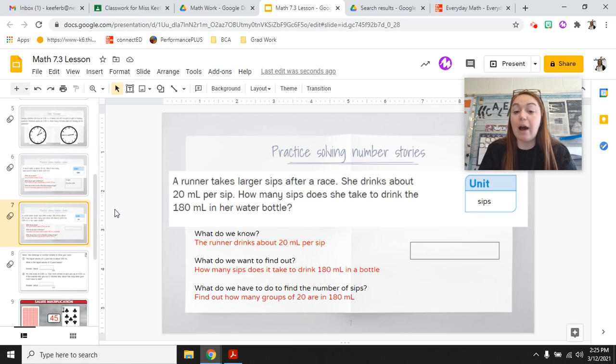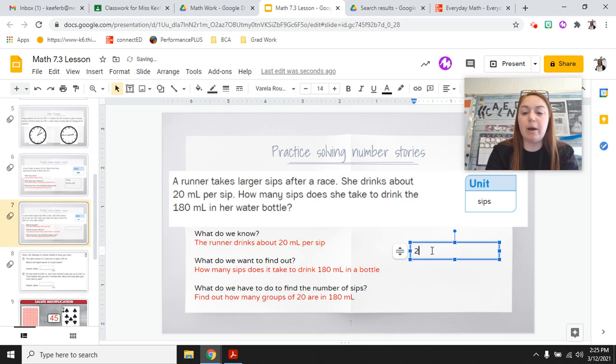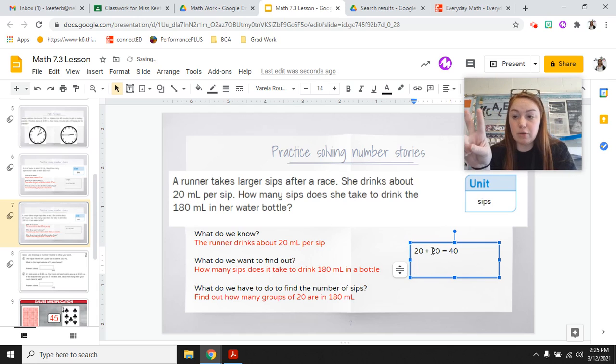How do we find that? What do we want to do to find the number of sips? Well, we would need to find out how many groups of 20 are in 180 milliliters. So with this one, if I count by 20, I could do 20 plus 20, which would equal 40. So now I have 2 sips and it equals 40 milliliters. If I do another sip, 40 plus 20, which would equal 60.